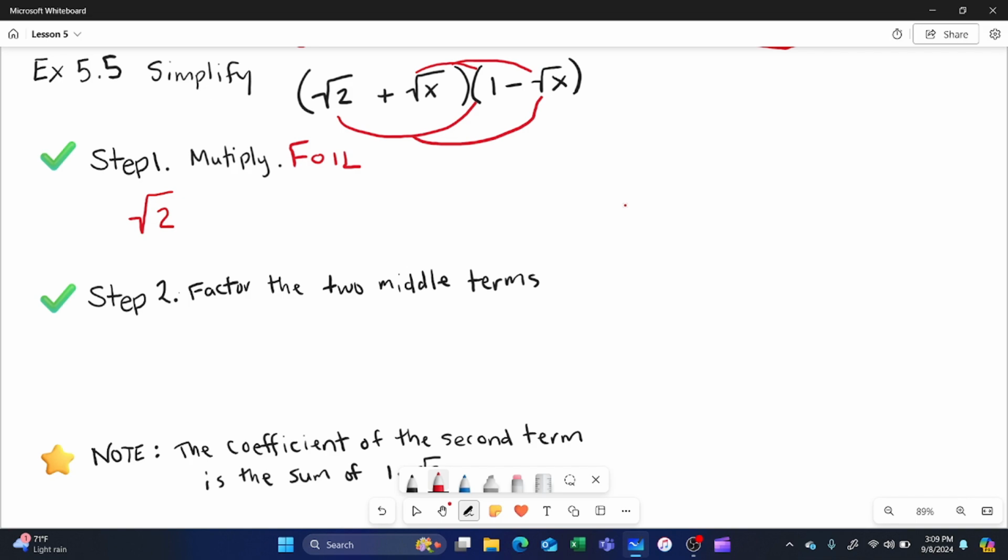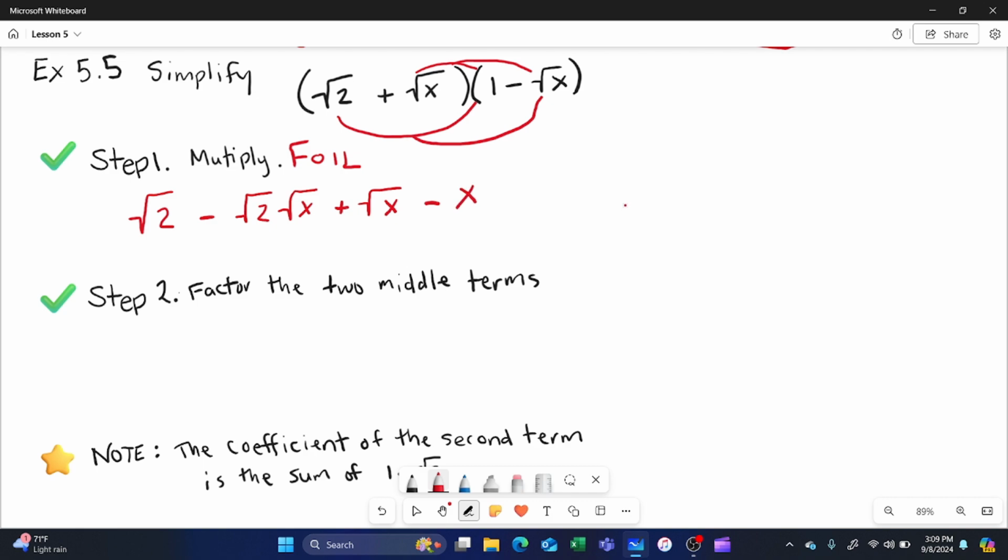Outers. It's going to be this, minus the square root of 2 times the square root of x. Now we're going to have plus the square root of x times 1, anything times 1 is itself, so we're going to have plus the square root of x, and square root of x times the negative square root of x. We're going to end up having a minus x, getting rid of our radical.